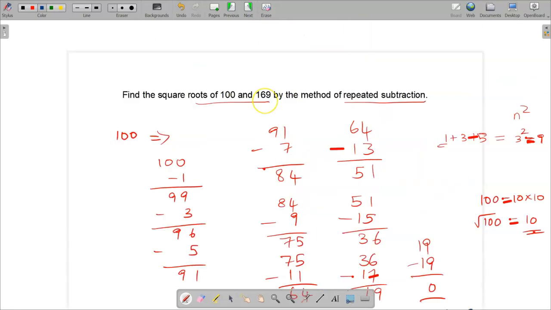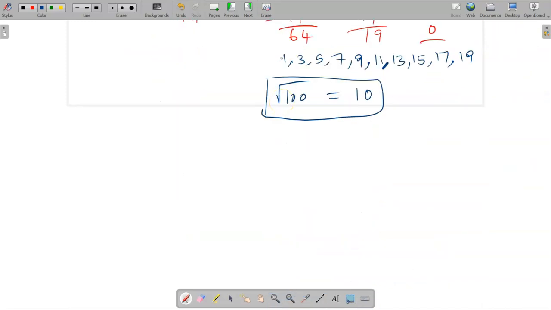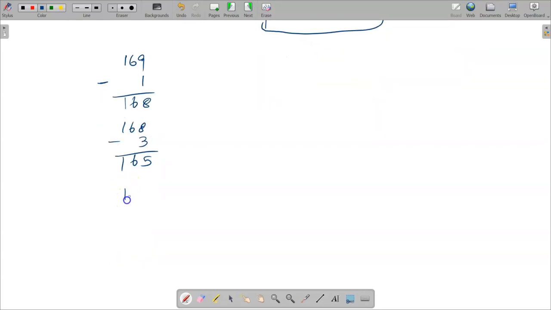Similarly, let us do it for 169. Generally we know that 13 into 13 is 169. Let me prove that by using repeated subtraction. So the given number is 169. Always we have to start from the odd number 1. So minus 1: 9 minus 1 is 8, so 168. 168 minus, what is the next odd number? 3. 8 minus 3 is 5. Here it is 6, 1. So now the number is 165 minus, what is the next odd number? 5. 5 minus 5 is 0.